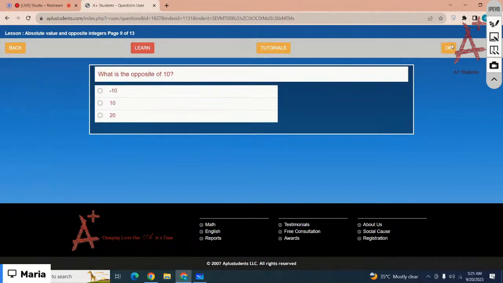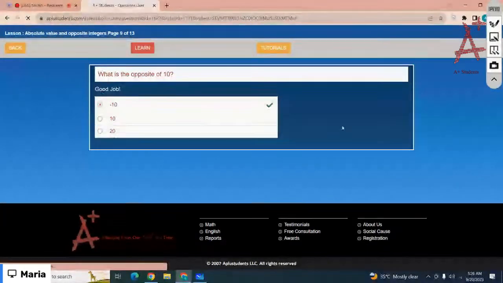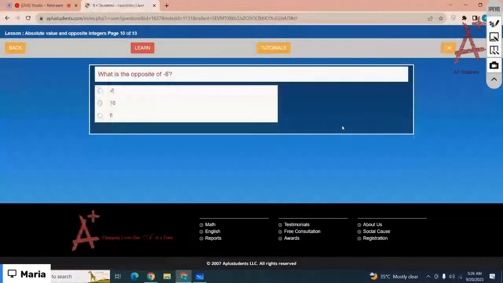What is the opposite of 10? Yes, the opposite of 10 is negative 10, right? The same number with the opposite sign, actually, right? That would be negative 10. What is the opposite of negative 8?